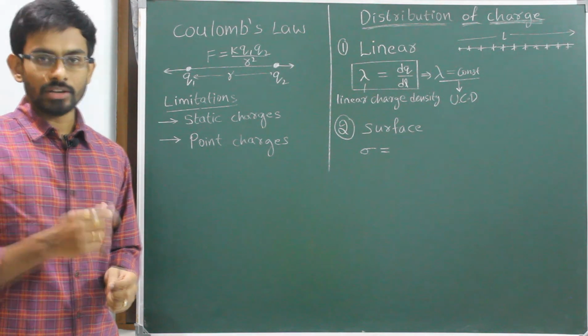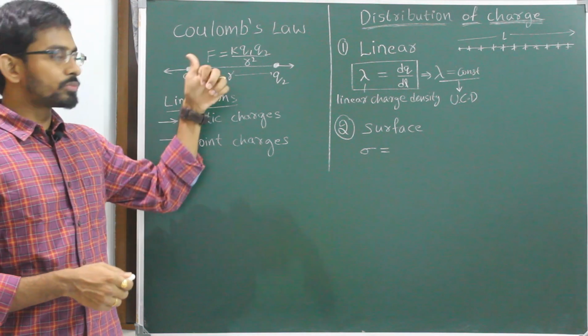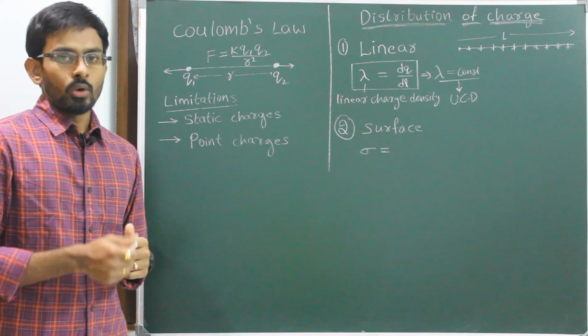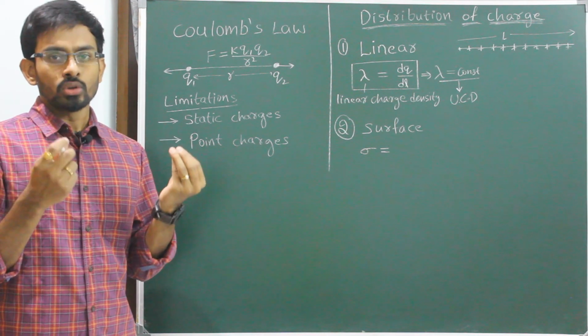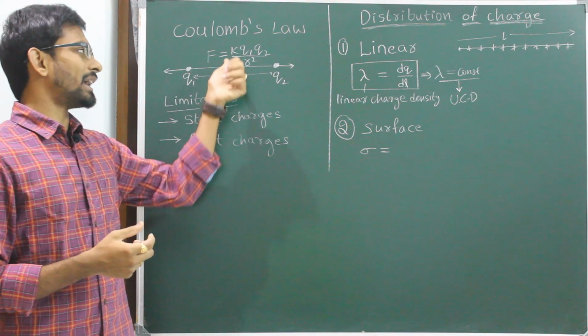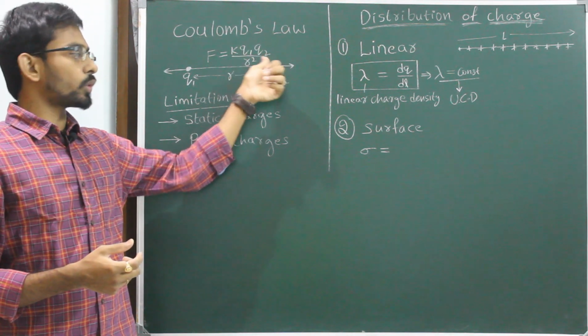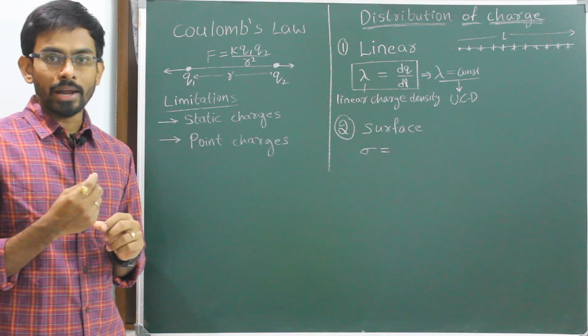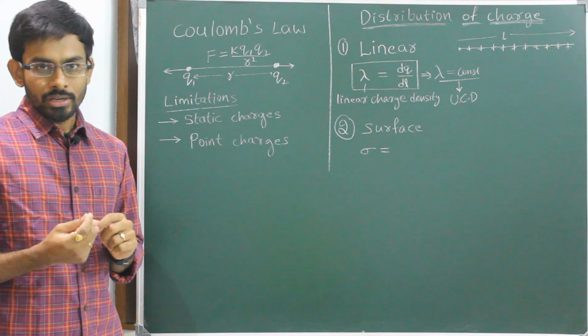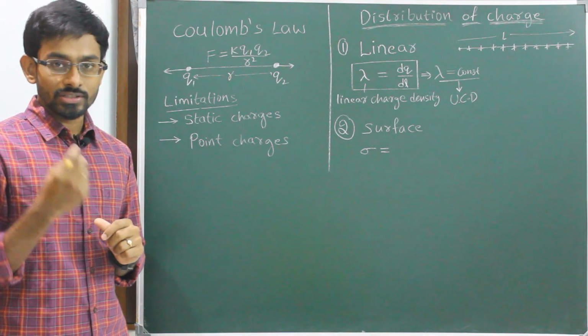Guys, in the previous lectures, we have discussed Coulomb's law and its applications. Basically, Coulomb's law gives the electrostatic force between two charges separated by distance r as F = K Q1 Q2 / r². Now this Coulomb's law cannot be applied in all situations. There are certain limitations for it. So let us discuss those limitations.